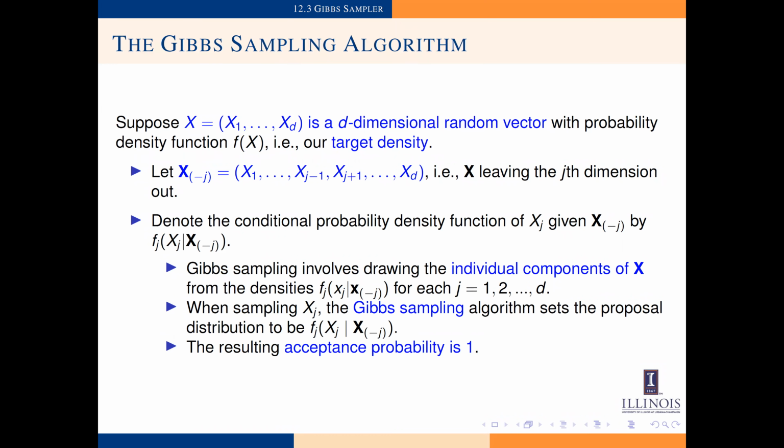Gibbs sampling involves drawing the individual components of x, in other words, each of the j dimensions of x, from the fj densities. When we sample from xj, the Gibbs sampling algorithm sets the proposal distribution to be the conditional distribution of xj given the rest of the dimensions. By using this particular proposal distribution, it can be verified that the resulting acceptance probability is 1, meaning that there is no need for an additional acceptance rejection step like the MH algorithm.